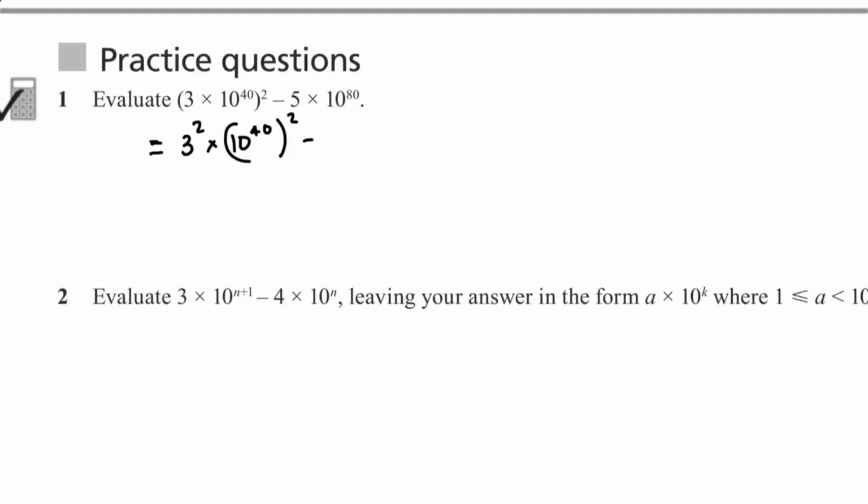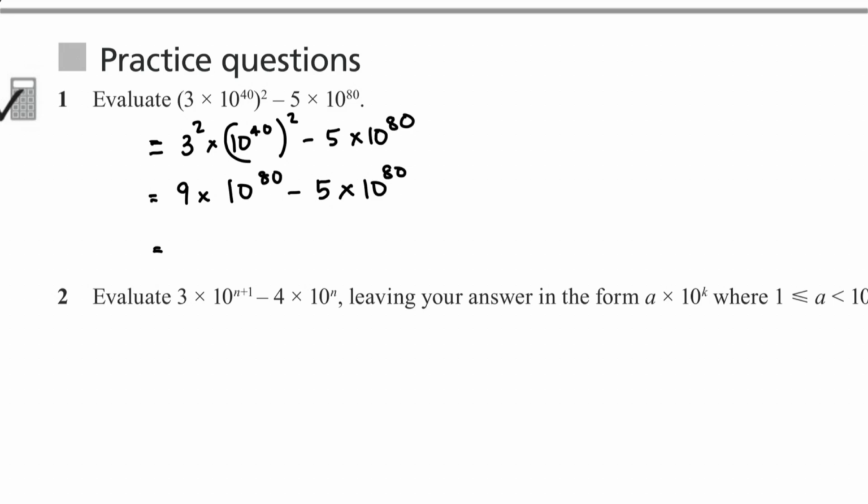Here, this minus 5 times 10 to the power of 80, right? And then that's supposed to be 9 times 10 to the power of 80. Because when you see the exponents twice like this, that's supposed to be 40 times 2, okay? And minus 5 times 10 to the power of 80. And then 9 times 10 to the power of 80 minus 5 times 10 to the power of 80.